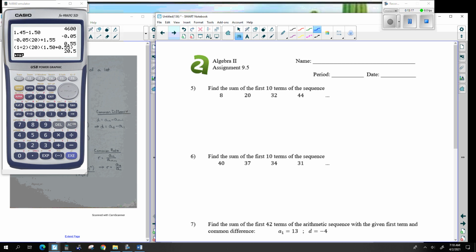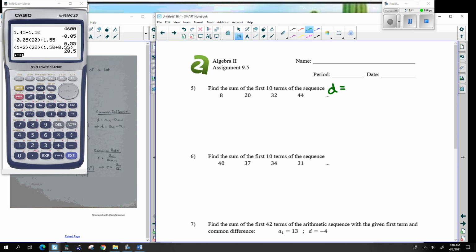Okay, now notice in this problem they don't define what type of sequence that is. Is this arithmetic or is this geometric? I'm assuming it's arithmetic, but I don't know. They just define it as sequence. So what I need to do is define, is it arithmetic or is it geometric?